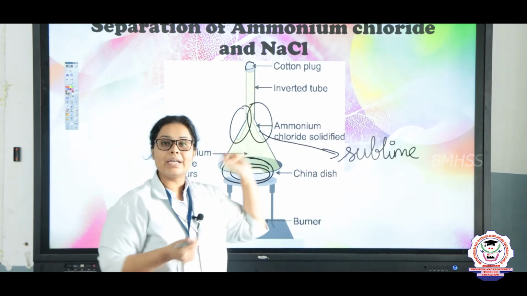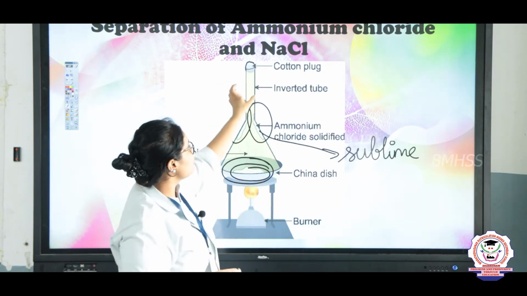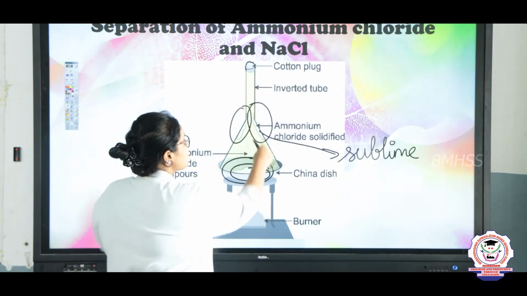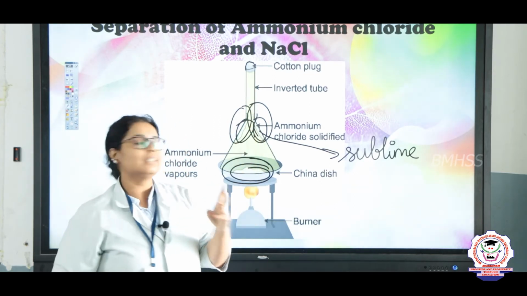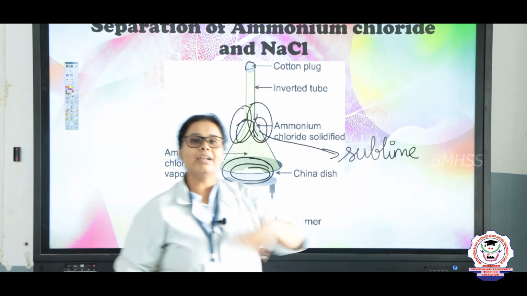Now I want to separate this from the funnel. What I will do is, I will take it out, I will scratch the things from here. Then the two things, that is the ammonium chloride and NaCl, are separated.